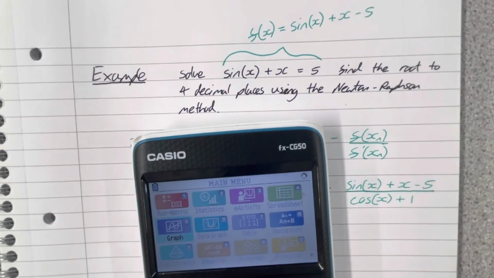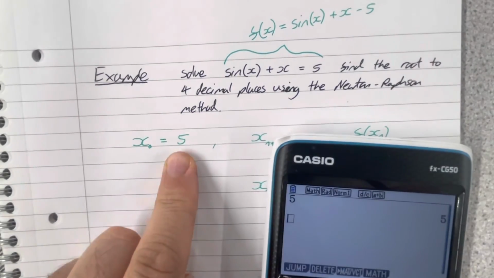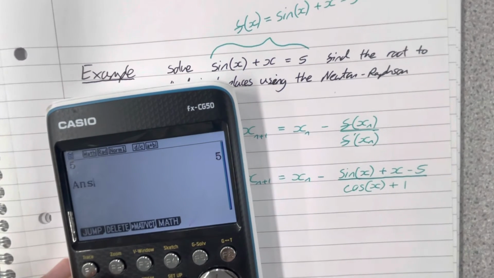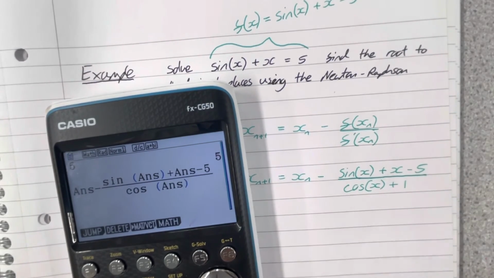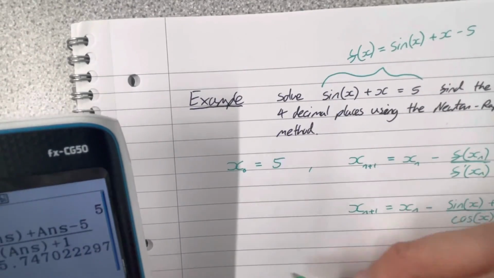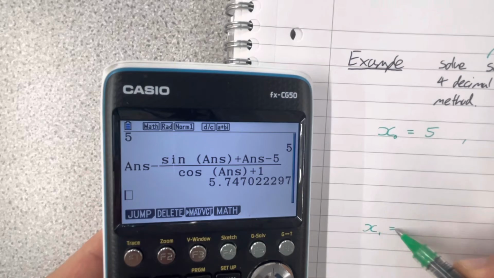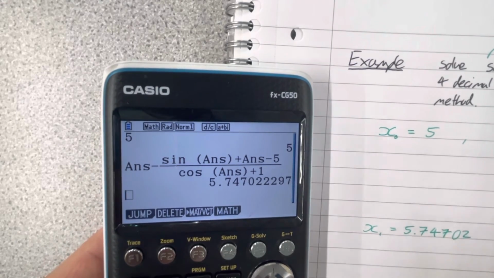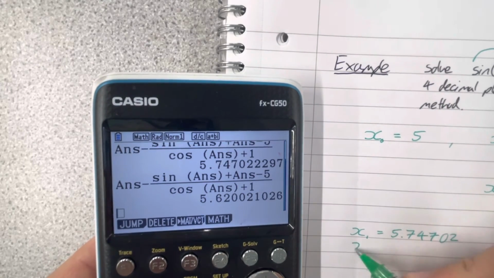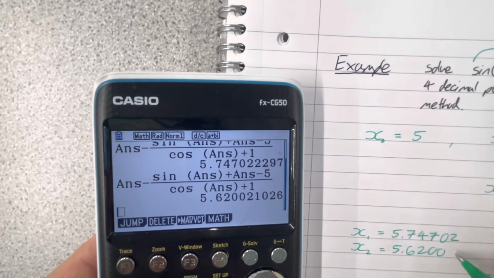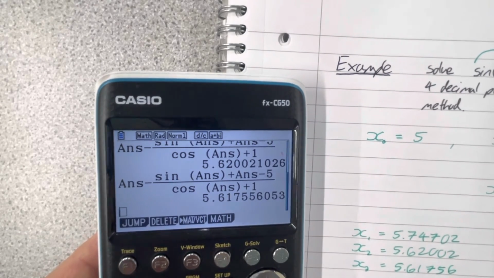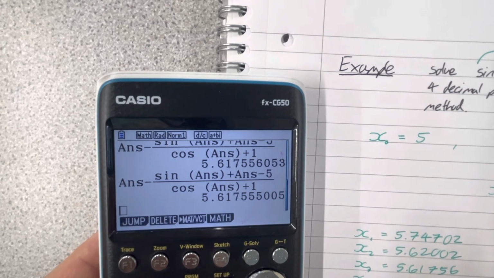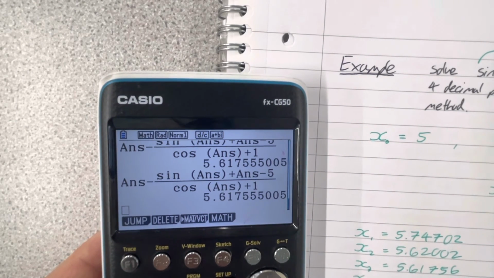So back into computation mode. 5 equals, because I'm starting at 5. Then the next answer is the previous answer, subtract the sine of the previous answer plus the previous answer minus 5, divided by the cosine of the previous answer plus 1. So x1 is 5.74702. The question asks for 4 decimal places, so we'll keep going until it settles at 4. x2 is 5.62002. x3 is 5.61756. x4 is 5.61756. That's the same as the previous one. There we go, it's converged.